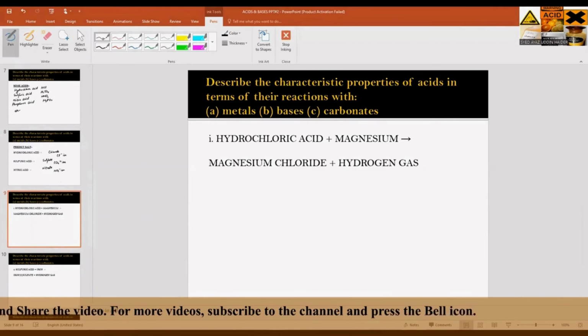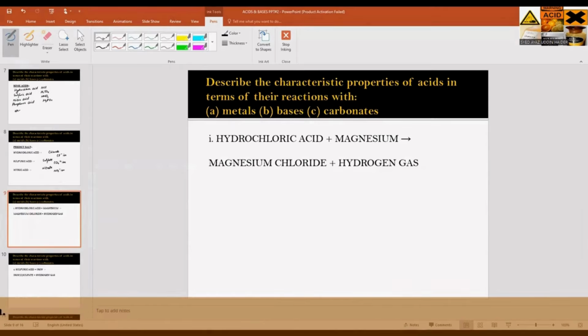Now I am writing the symbol equation this time for the reaction between hydrochloric acid and magnesium. The formula for hydrochloric acid is HCl. If you look at the periodic table, you will find the symbol for magnesium, which is Mg. The product will be magnesium chloride plus hydrogen gas. Hydrogen gas will be written as H2.